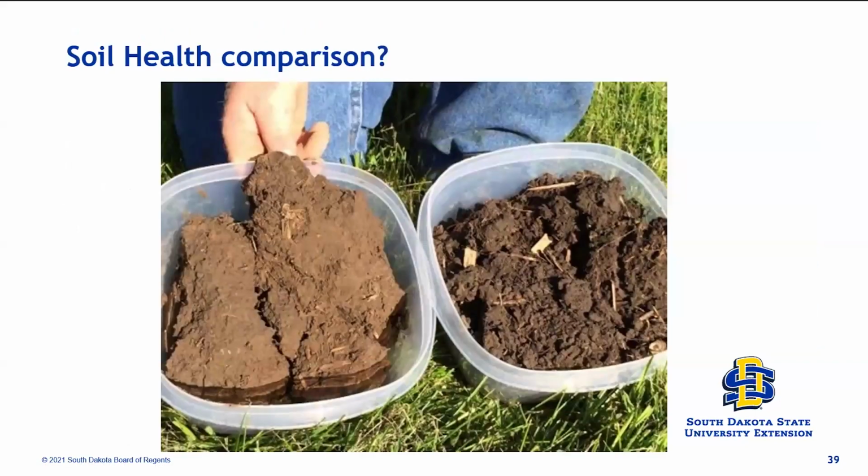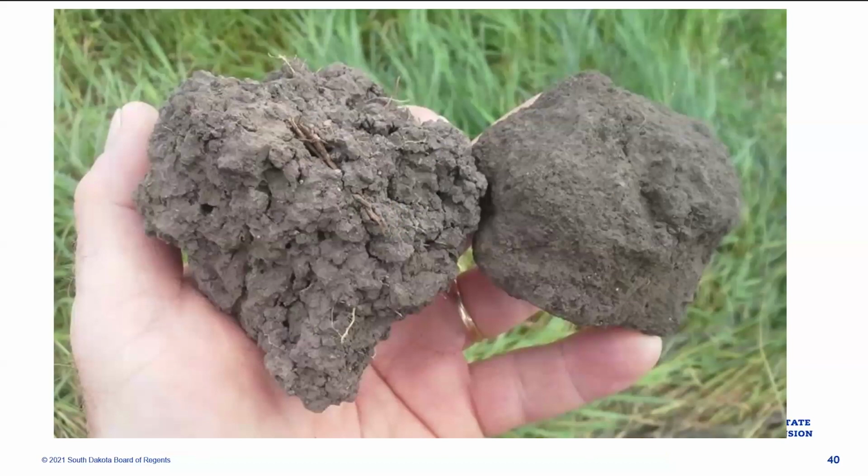So I'll go back to that soil health comparison again. You can see that difference. Maybe it's hitting more home for you now. Maybe you're thinking about it a little better. You can really see the aggregation on the right-hand side, and you can't on the left. In these two clods, you can see it. The one on the left has a lot of good structure, and the one on the right has none.